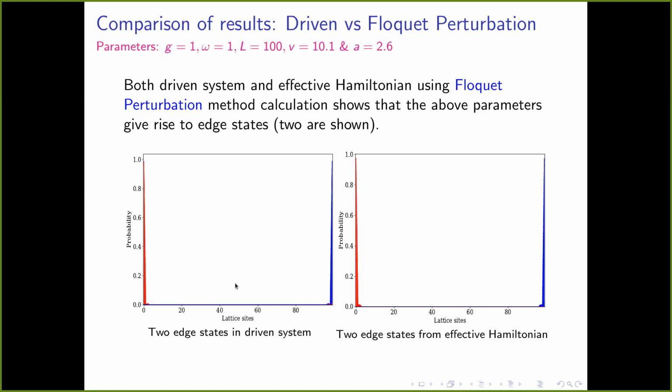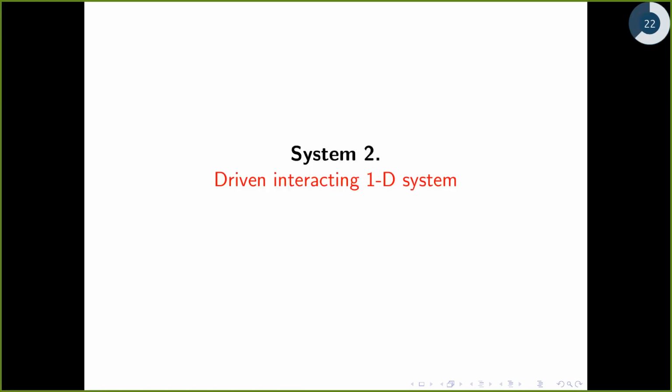So this is the comparison between the edge states found in the driven system numerically, and from diagonalizing the effective Hamiltonian we also find edge states similarly. So what I see is that for G by V of the order of 1/10, we can explain the formation of edge states by calculating this effective Hamiltonian in orders of G squared. Okay, so that's all I would like to talk about the non-interacting system.